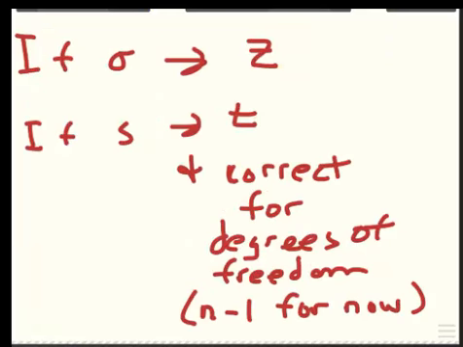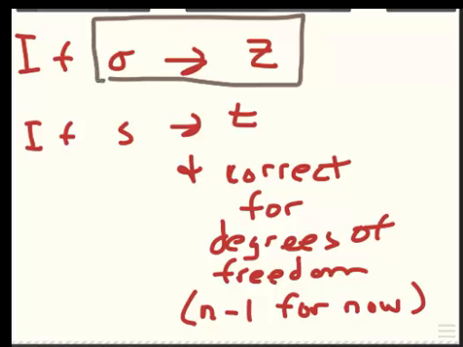So again, if you have a population standard deviation, you will use Z's. That's what we did in the previous video. And if you have a sample standard deviation, you will use the t distribution and correct for degrees of freedom, which for now, the degrees of freedom will just equal n minus 1. So if you have a sample size of 20, the degrees of freedom would be 19.